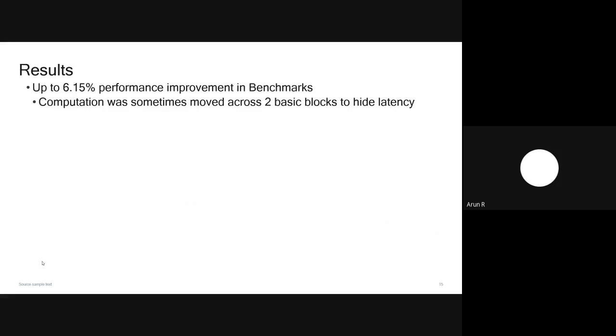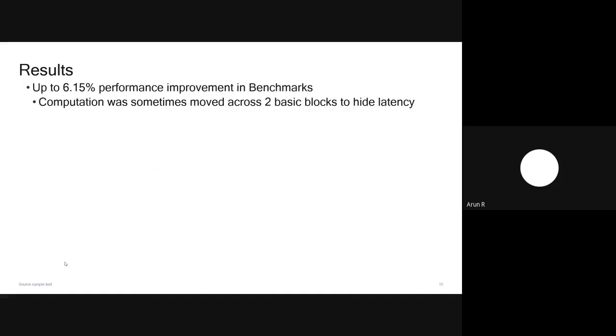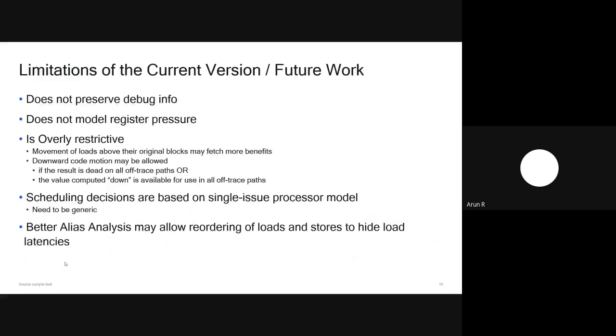With this, what we were able to do is get some 6.6% performance improvement in our benchmarks, with a very insignificant code size increase, and even that can be avoided if we account for register pressure. So what we found is that even with so many restrictions, we could get some meaningful performance gains without increasing the code size too much.